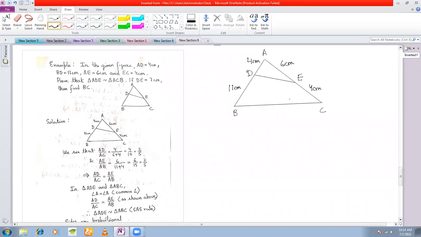You need to prove that ADE and ACB are similar. That is, this smaller triangle and ABC are similar. Okay, so how will you prove these two similar? First of all, what you can see is that this is the common angle between the two triangles, right? So I'll write in triangle ADE and triangle ACB, angle A is equal to angle A, common angle.